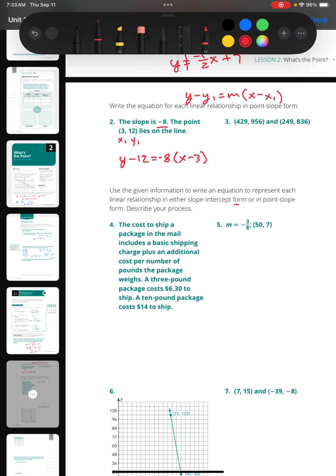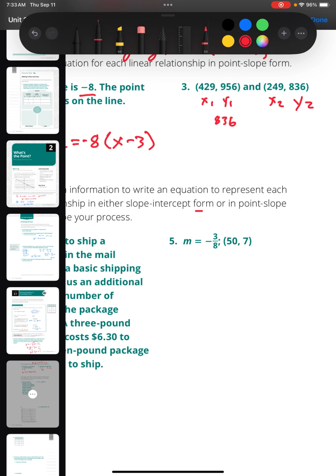3 is a little more work. We got to find slope first using our slope formula. So x1, y1, x2, y2. So if we do y2 minus y1, so 836 minus 956 over 249 minus 429. So we're going to subtract those, 836 minus 956, and we get negative 120. 249 minus 429 gives us negative 180.